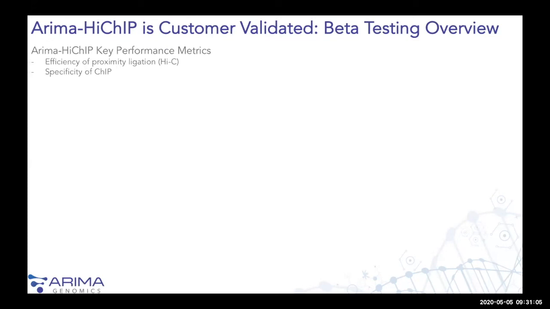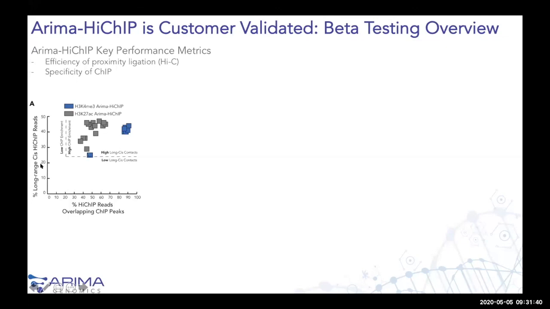You really want to query the data to make sure that the HiChIP data has a high efficiency of proximity ligation. In other words, it has a strong Hi-C signal in the data, but it also needs to have a high ChIP specificity signal in the data. So really with Hi-C, you're just looking at what are the fraction of long range interactions that are in the data, and with ChIP, essentially what fraction of the reads overlap known ChIP peaks.